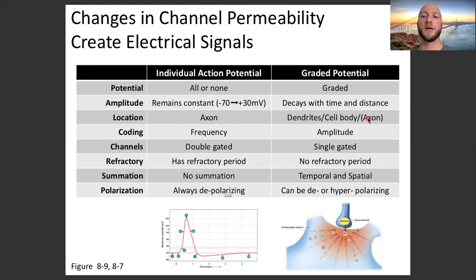We'll see some examples later on in these slides. Coding for action potential, the amplitude is always the same, so it's frequency. Coding for graded potentials is the amplitude, how much of a change it can cause. Action potential, double gated channels, graded potential, single gated. Action potential has a refractory period. Graded potential does not have a refractory period. Action potential, we don't see summation. Graded potentials, we do see summation. Polarizing: action potential is always depolarizing, while graded potentials can be depolarizing or hyperpolarizing. Know your summary charts.